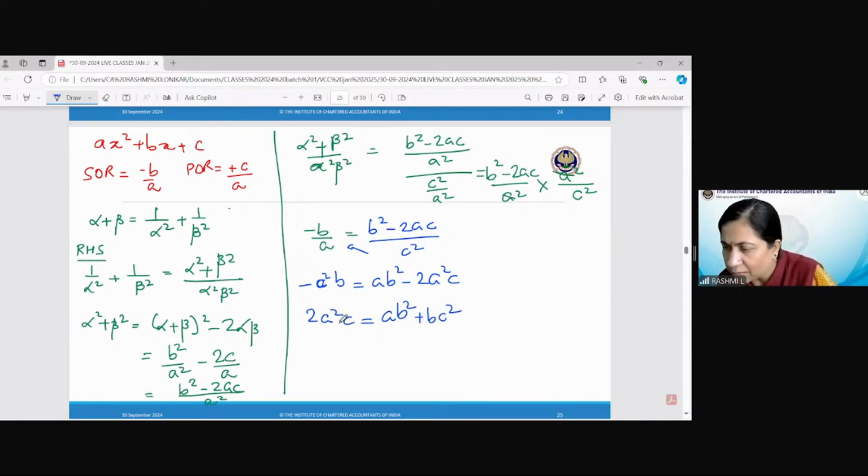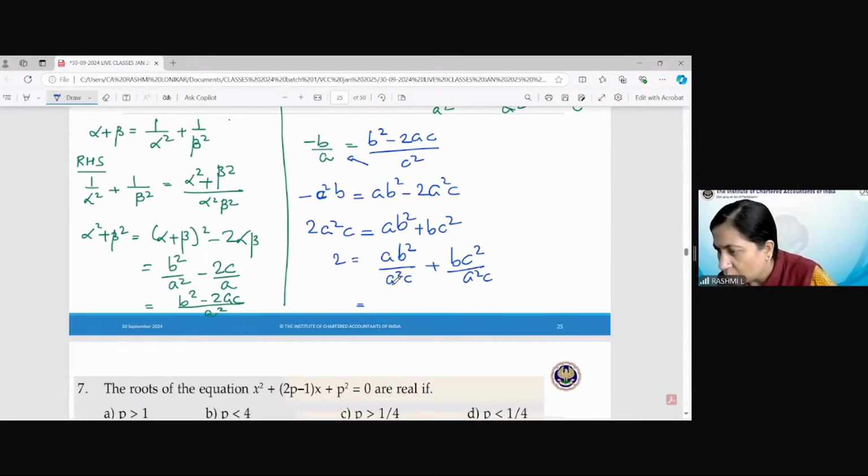I divide by a square c. So this is equal to 2 upon ab square upon a square c plus bc square upon a square c. And I get this to be equal to b square upon ac plus bc upon a square. Okay, so answer is 2. Everybody has understood?